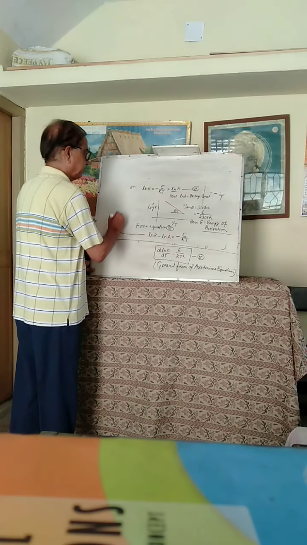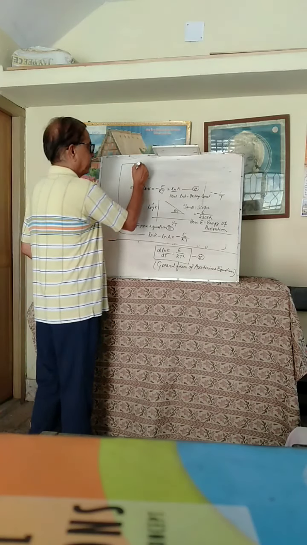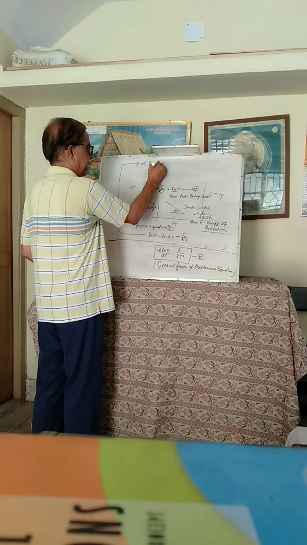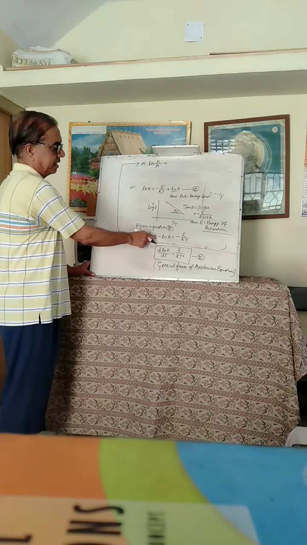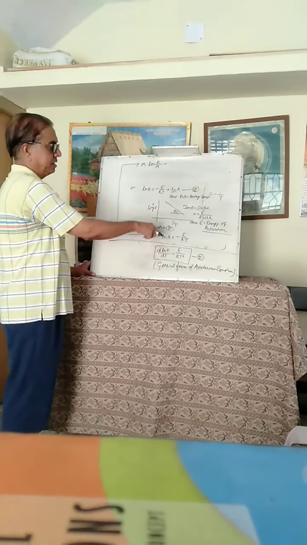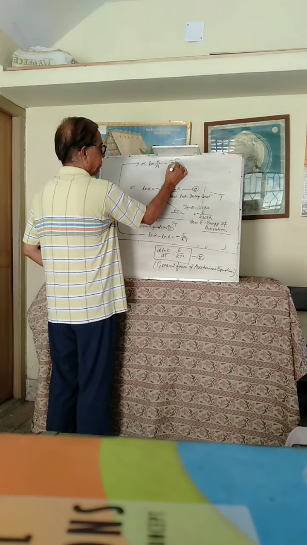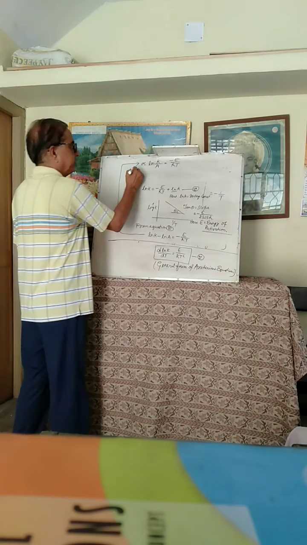Now, log A minus log B, ln K upon A is equal to ln K, log A minus log B, log A by B is equal to minus E upon RT.